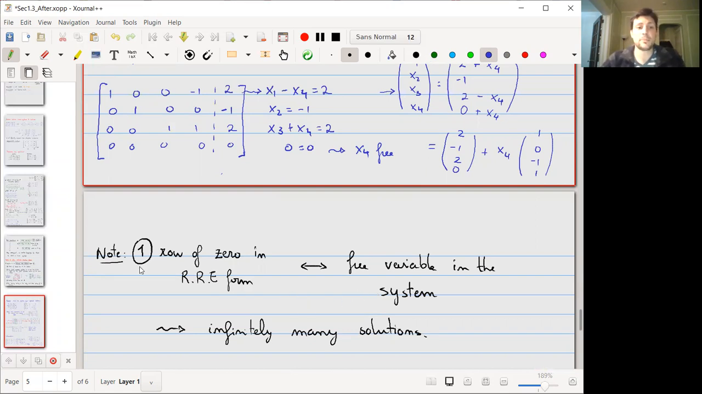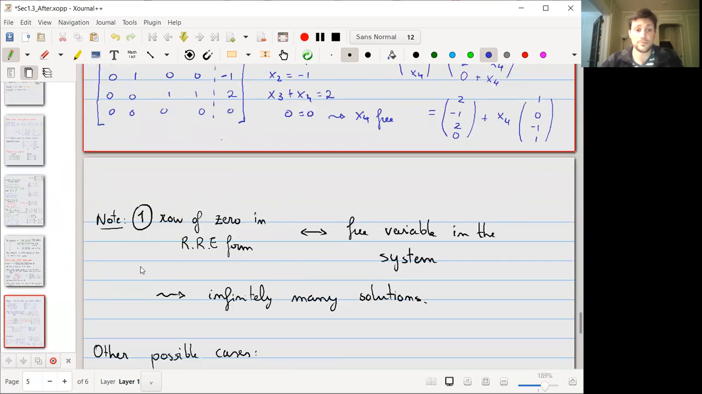What we did in this example was what I call scenario 1. There's a row of zeros. Whenever there's a row of 0 in the reduced row echelon form, this means that there's a free variable in the system, and having free variables is the same thing as having infinitely many solutions.